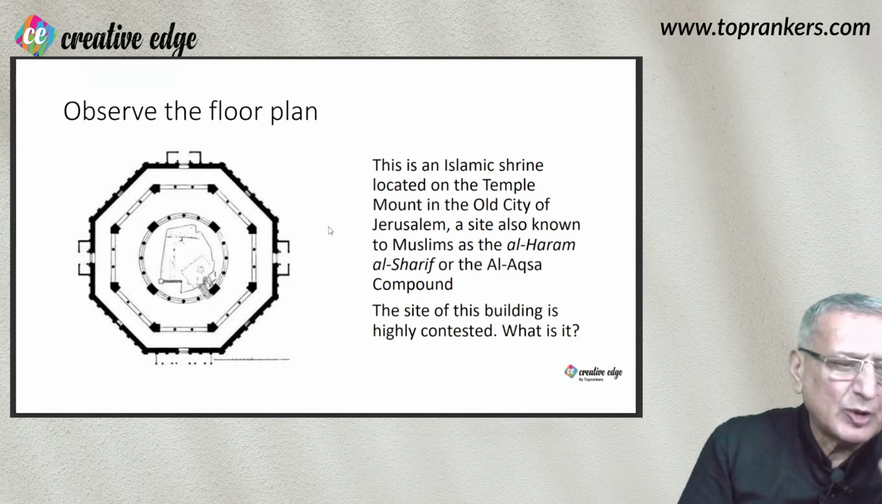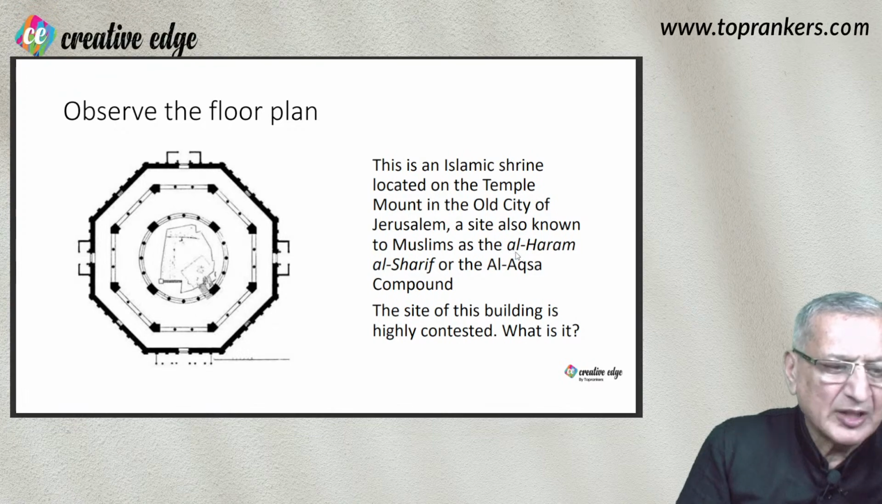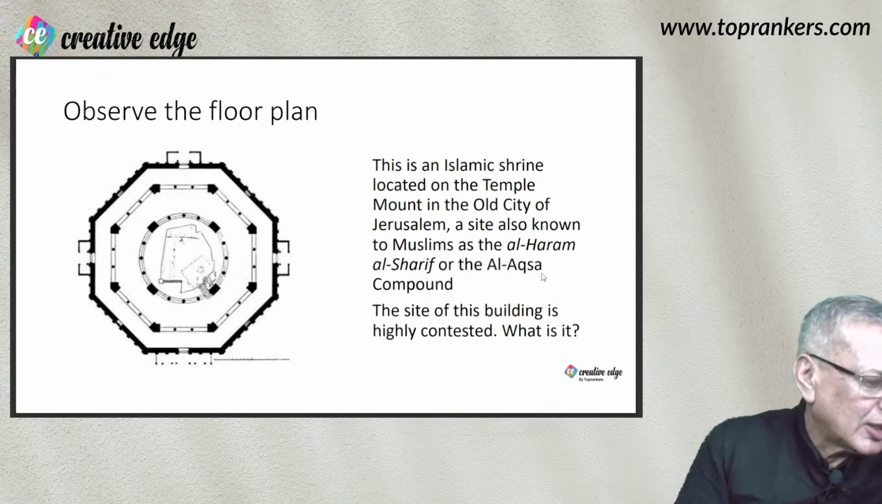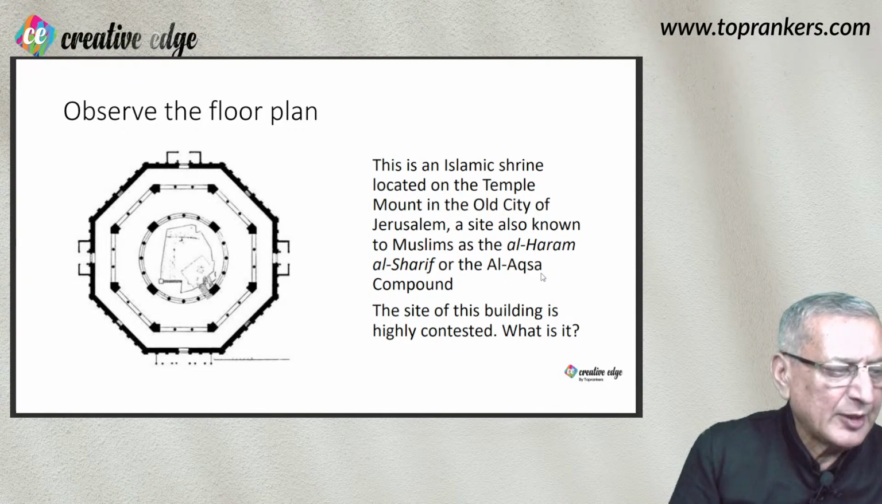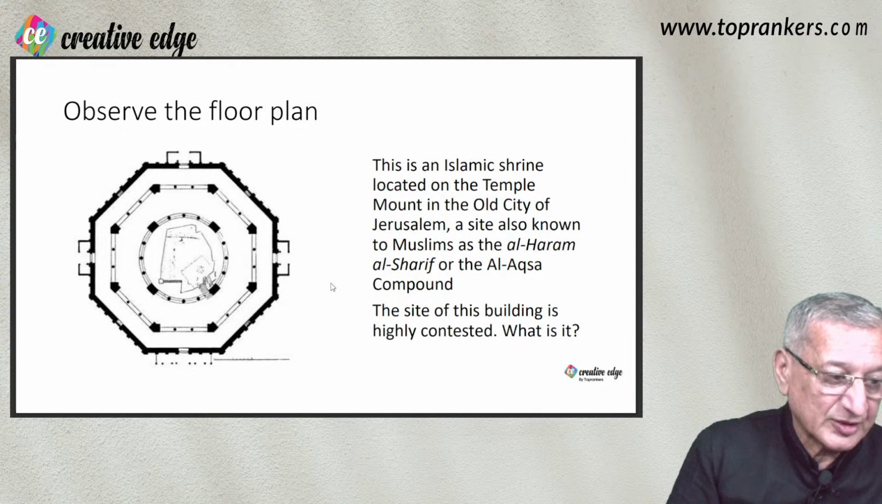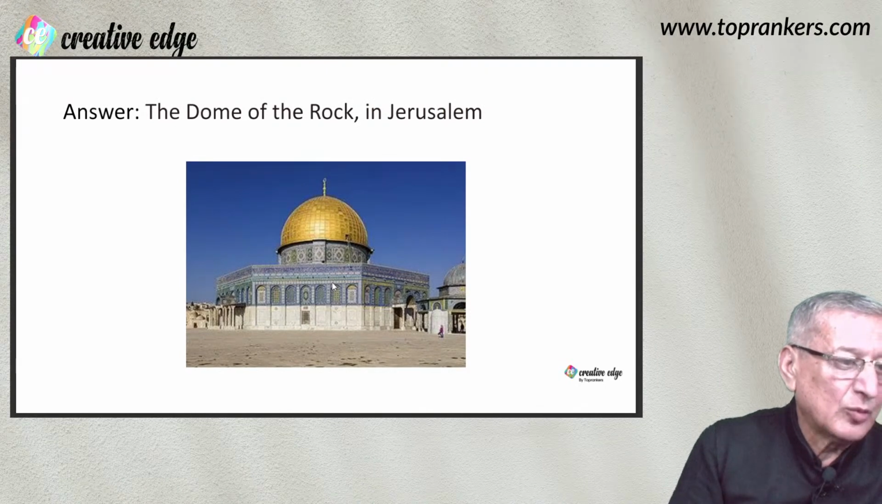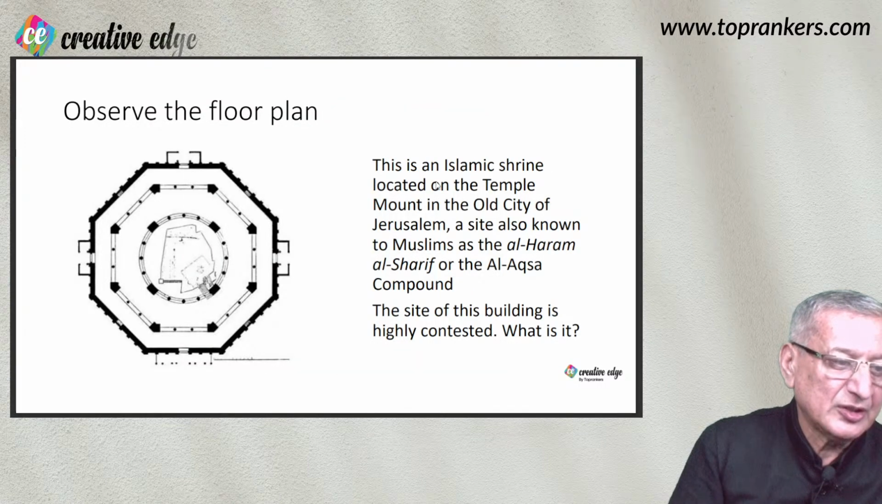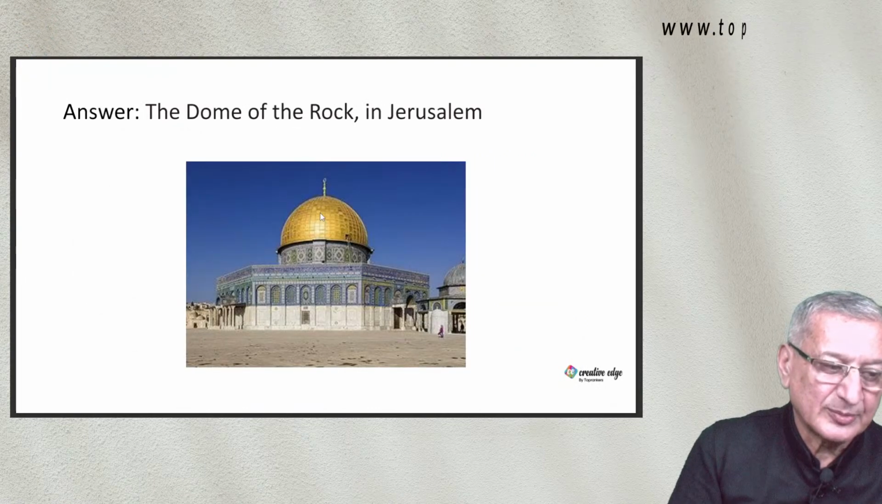So if you have read about each monument fairly enough, you may be answering Al Haram, Al Sharif, or Al Aqsa. Or you could have been giving the more popular name of this, because these are the other names which you need not mention. Here is the picture of that building, the Dome of the Rock in Jerusalem, because here Jerusalem was mentioned, and Jerusalem's monument is the Dome of the Rock.